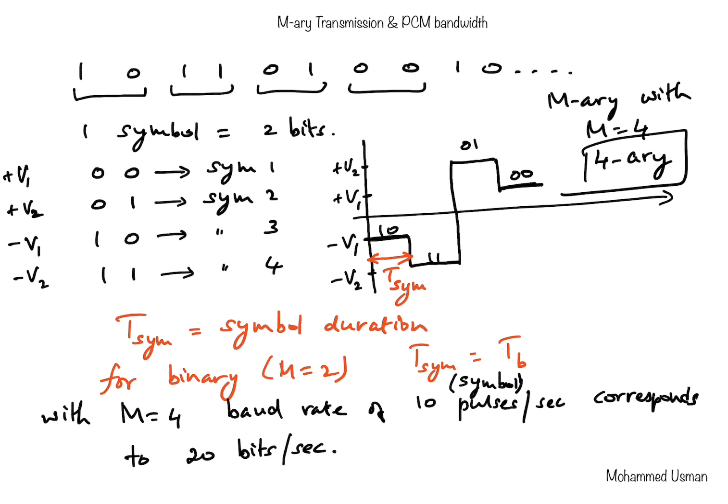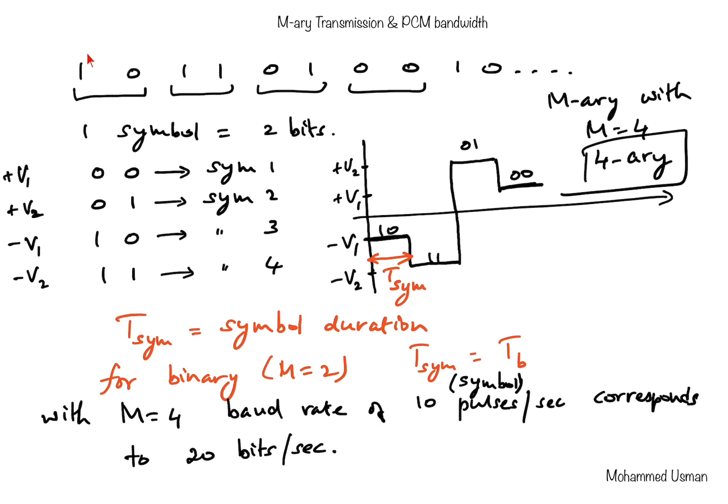So rather than using just 2 voltage levels, plus V and minus V, or plus V and 0, we now have 4 voltage levels, V1, V2, minus V1, minus V2. So we've had to increase the number of voltage levels in order to achieve this increase in the bit rate without increasing the symbol rate.